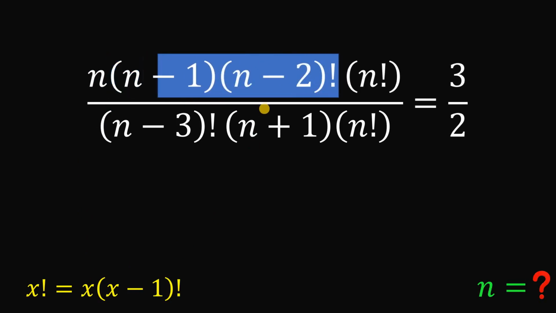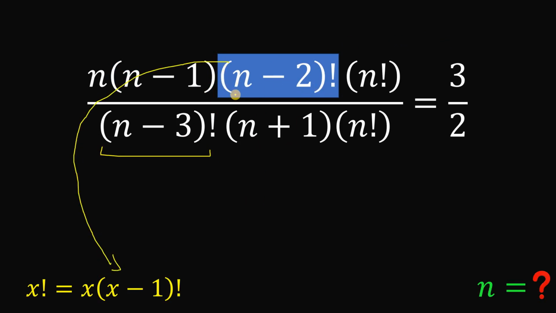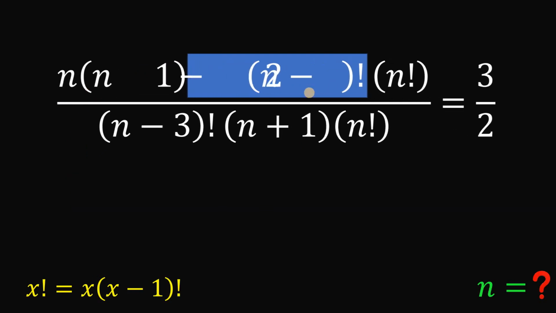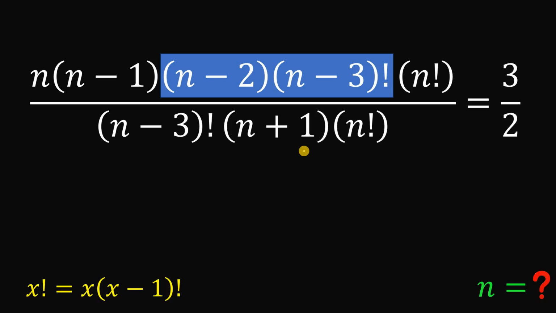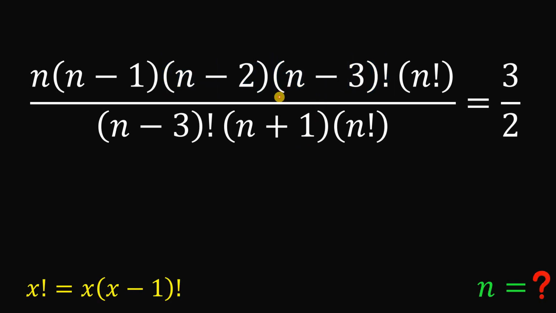Next, let's focus on this n minus 2 factorial because we don't see any n minus 3 factorial on the numerator. So now, n minus 2 factorial, if we simplify this using this identity, we get n minus 2 multiplied by n minus 3 factorial. Now, we will stop at this point. The reason is, we have n minus 3 factorial on the numerator and n minus 3 factorial on the denominator, so we can cancel out the factorial. And also, a while ago, we said that we can cancel n factorial and n factorial on the denominator. So, now, we don't have any factorial in our equation.